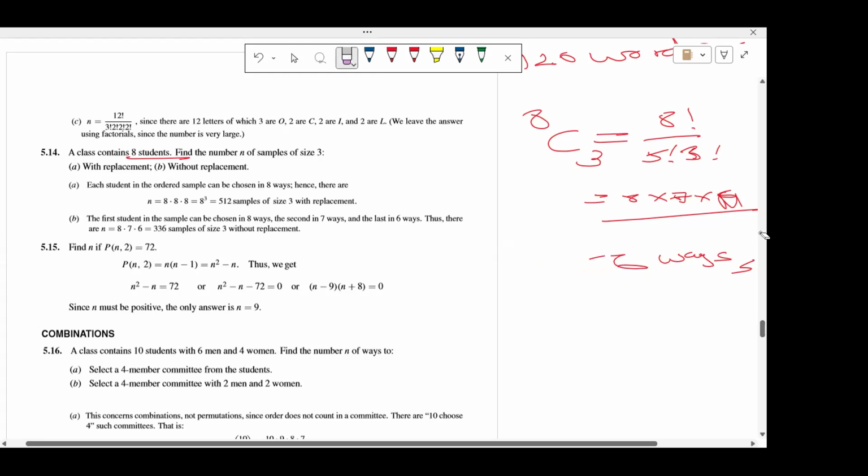Sorry, they are giving different questions, right? Okay, the first question. With replacement, I forgot, I didn't read the question. So the class contains 8 students. Find the number of samples of size 3 with replacement and without replacement. These are the two things, right?